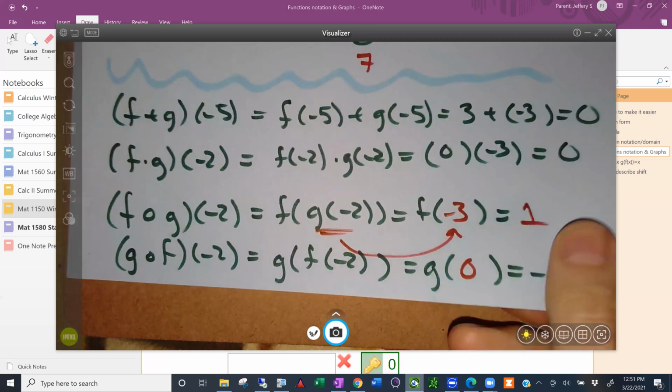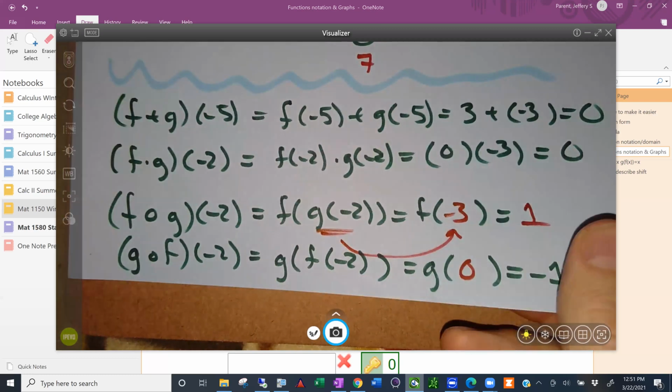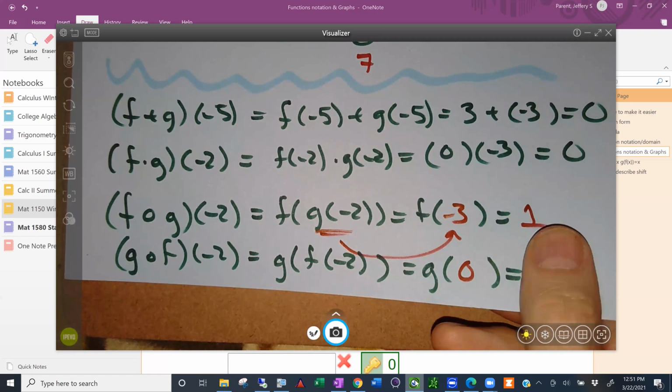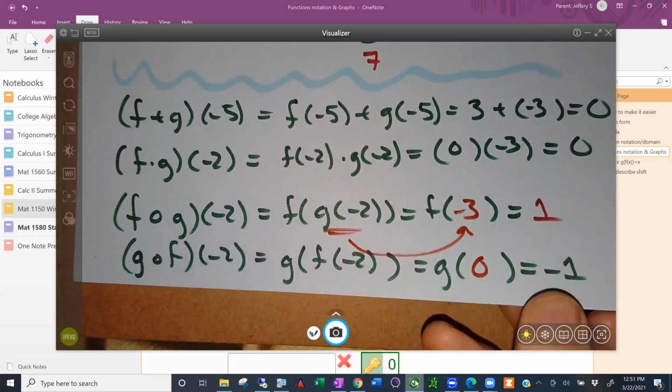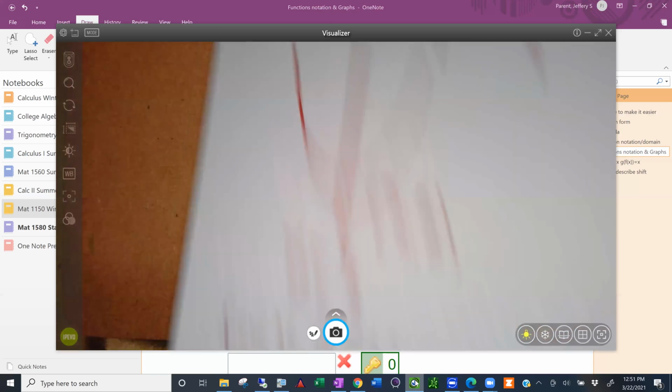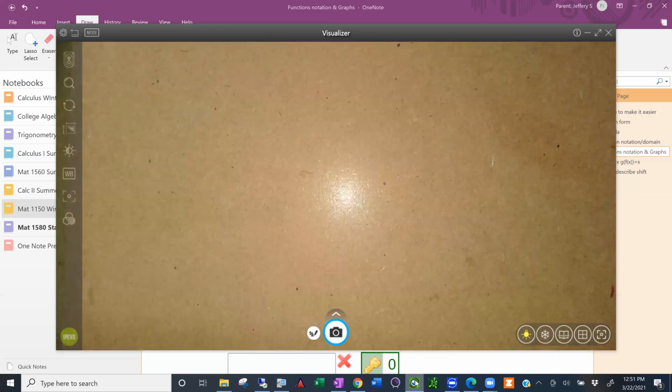Okay, I'm hoping that helps out with some of this function notation and function composition. Anything else while I'm here? Let's keep going.